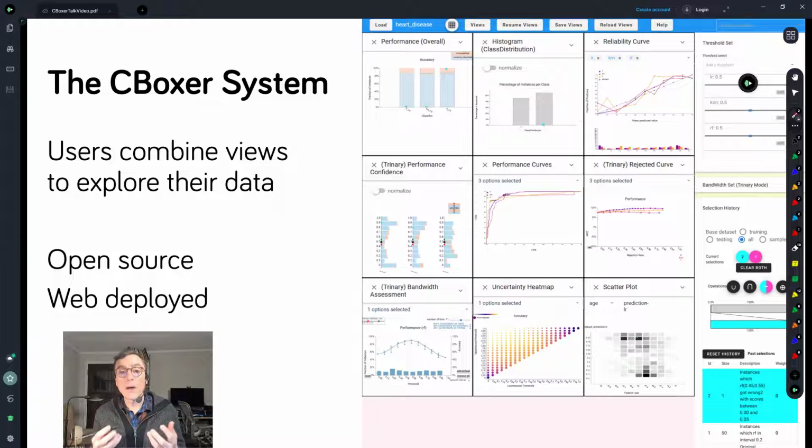Our work has been embodied in the CBoxer system. The system is open source and web deployed, and you can go to the link that I'll give you at the end and try it out.